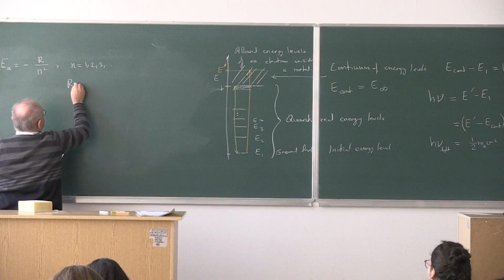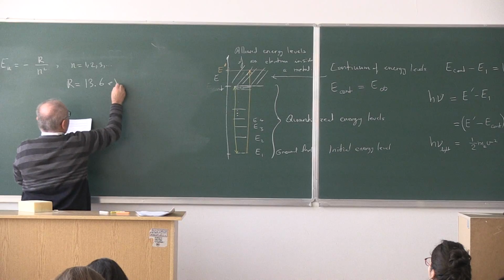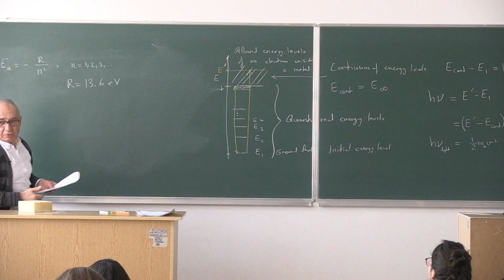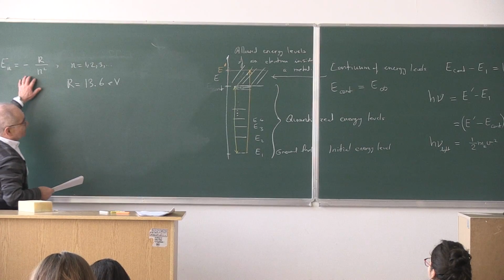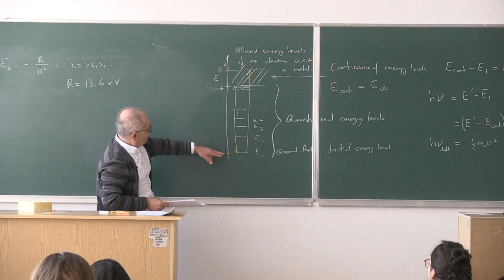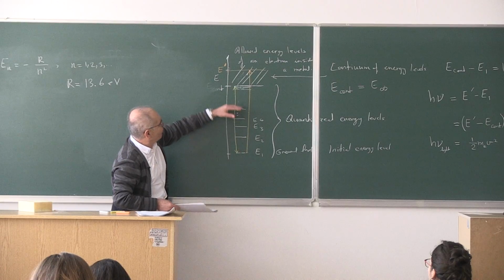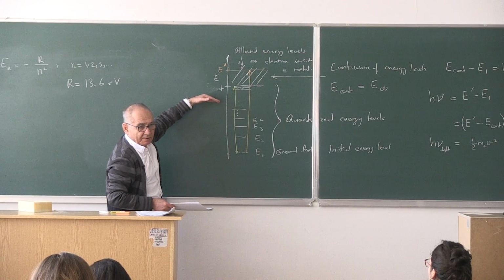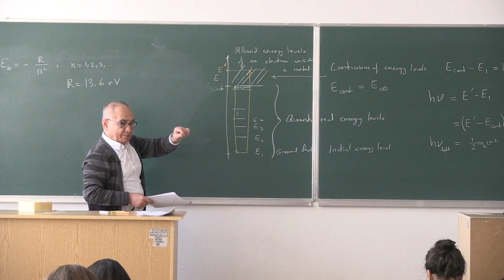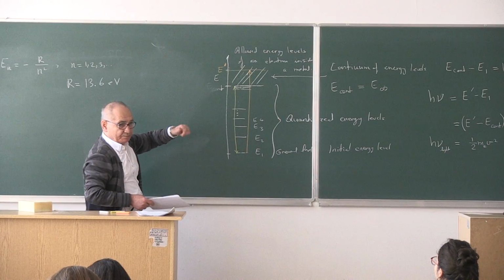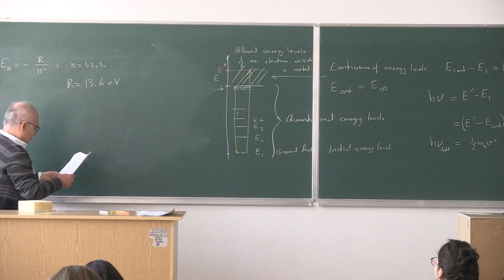And R is a constant. R is, in electron volt energy unit, 13.6 eV. This expression gives relative values of E1, E2, E3, E4 in the quantized part. All right? For the hydrogen atom, allowed energy levels of the electron. All right.